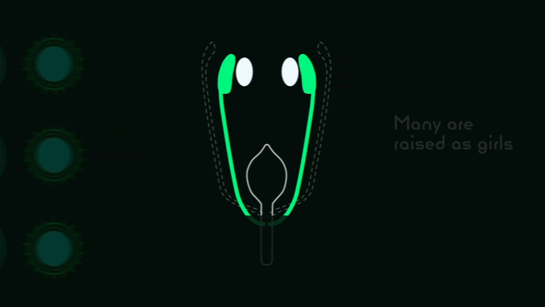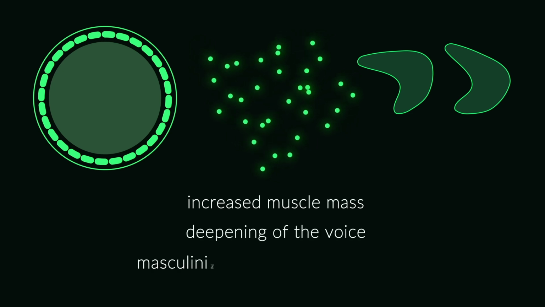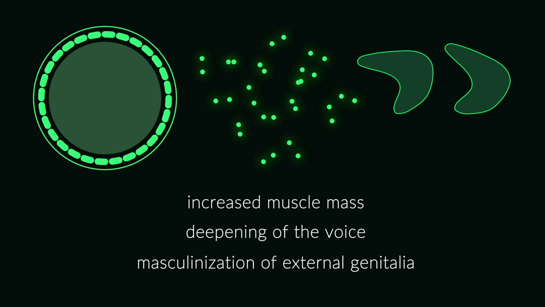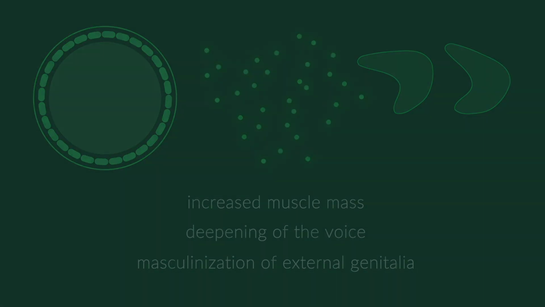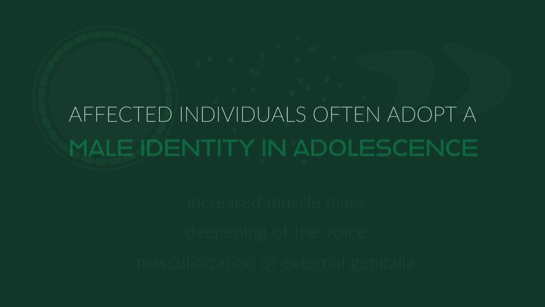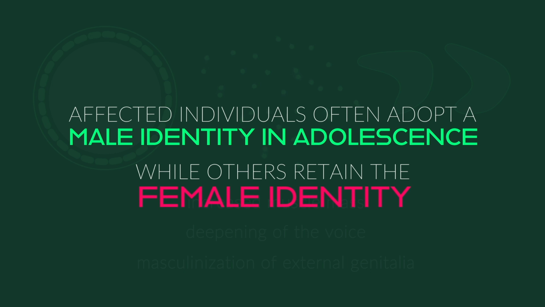However, thanks to the functioning testes and androgen receptors, those with 5-ARD often experience male-typical levels of androgens during puberty, which leads to the development of increased muscle mass, deepening of the voice, and a masculinization of the external genitalia previously inhibited during fetal development. Affected individuals often adopt a male identity in adolescence, while others retain the female identity from which they were raised.